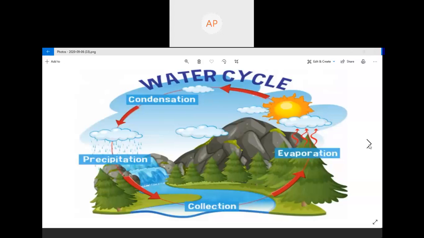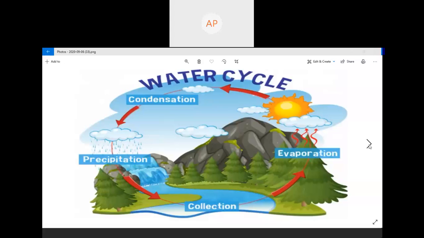The process continues, and because of that only water is present on earth, because the source of water is very limited. Only a certain amount of water is present on earth. If there were no water cycle, then millions of years ago itself the water would have been used up. So the water cycle helps in maintaining the water on the surface of the earth.